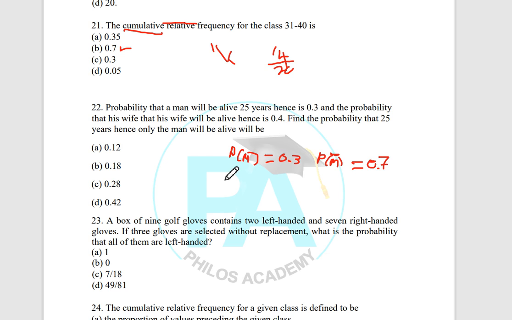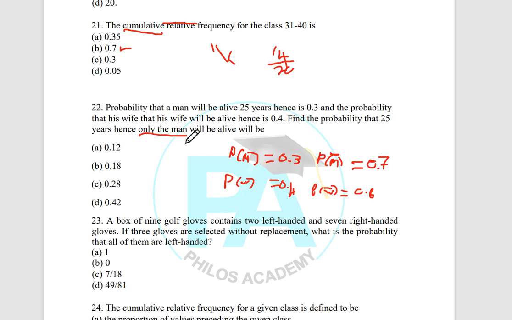Let's also see, what's the probability that the woman will be alive? The probability that the woman will be alive is 0.4, isn't it? So if the probability that she will be alive is 0.4, what is the probability that she will not be alive? It should be 1 minus 0.4, which is 0.6, isn't it? We are just writing this down so that we can know how to solve the question. Now look at the question. The question says, find the probability that 25 years hence only the man will be alive.